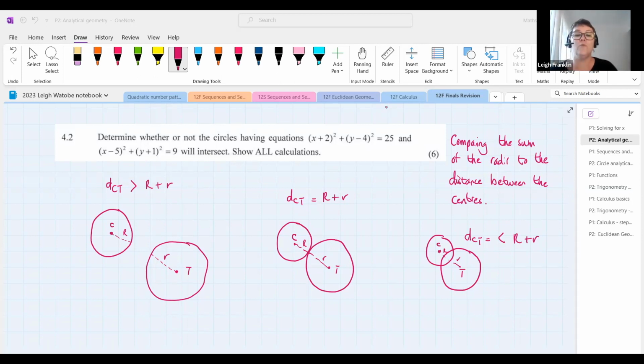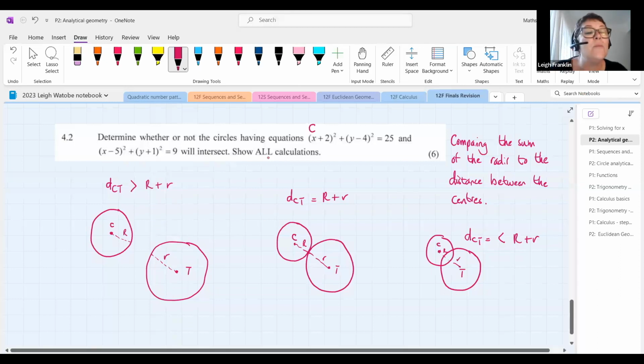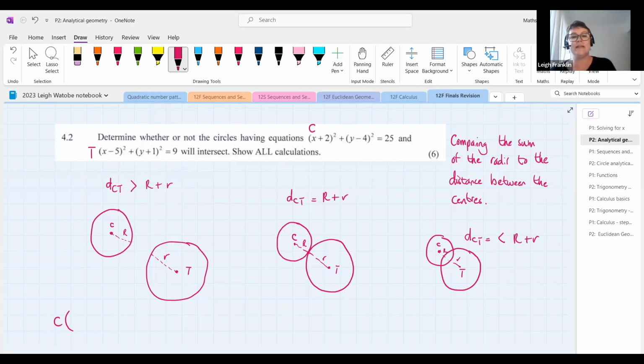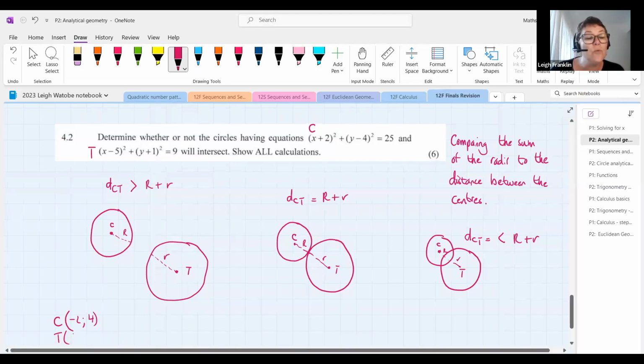Okay, so first of all, let's work out the distance between the centers. Let's call this circle center C, and that circle center T. What are the coordinates at the center of circle C? It would be (−2; 4). The other circle with center T, its coordinates are (5; −1).